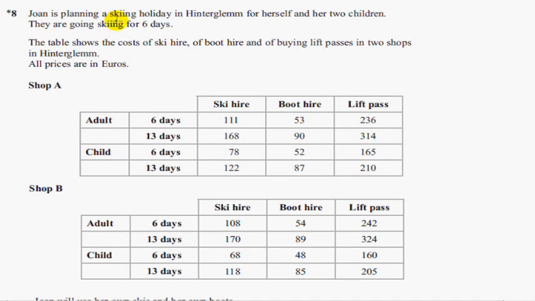Question 8. Joan is planning a skiing holiday for herself and her 2 children. They are going skiing for 6 days. The table shows the cost of ski hire, boot hire, and buying lift passes for the 2 shops. All prices are in euros.